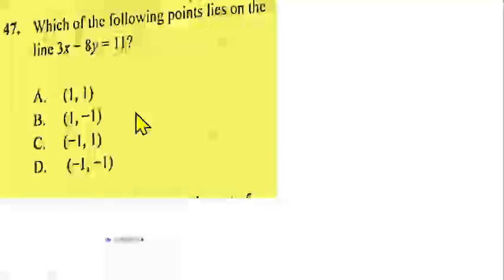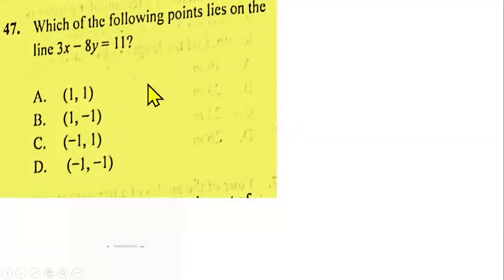Question number 47 is from plane geometry, sorry, coordinate geometry. That's what the question is from. Which of the following points lies on the line 3x minus 8y equals 11?